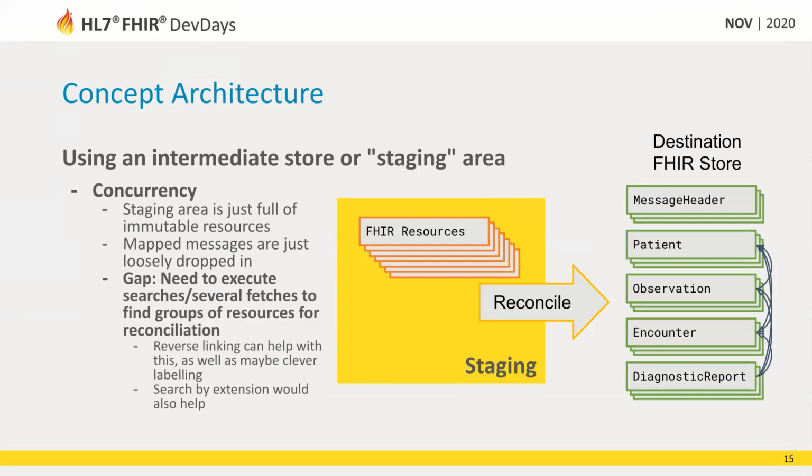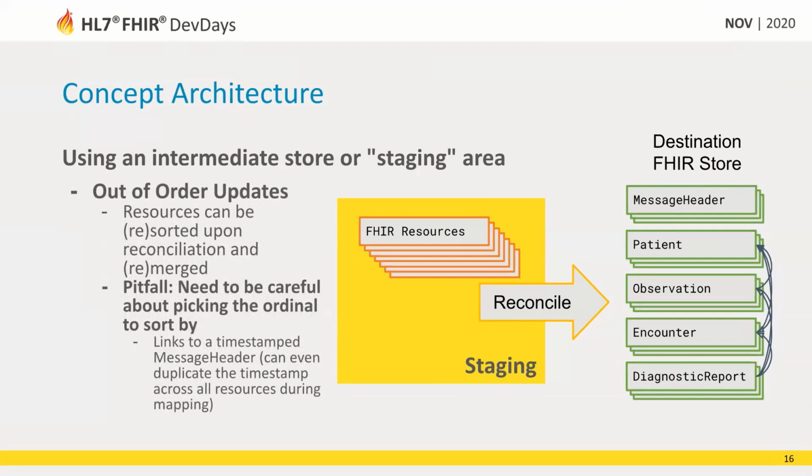That being said, the staging area does not have to be a FHIR store. It can be something else, but making it a FHIR store would be a little bit more elegant in a way, because you get to manage those FHIR resources as FHIR resources with FHIR operations, which is also a limitation at the same time. Reverse linking can help with grabbing those resources, and maybe some clever labeling, searching by extension, definitely. You can add labels to those messages, maybe the patient that it's referring to and the message type, and then you can go back and get all of those by searching by extension if you put those labels in an extension. So that could also help.